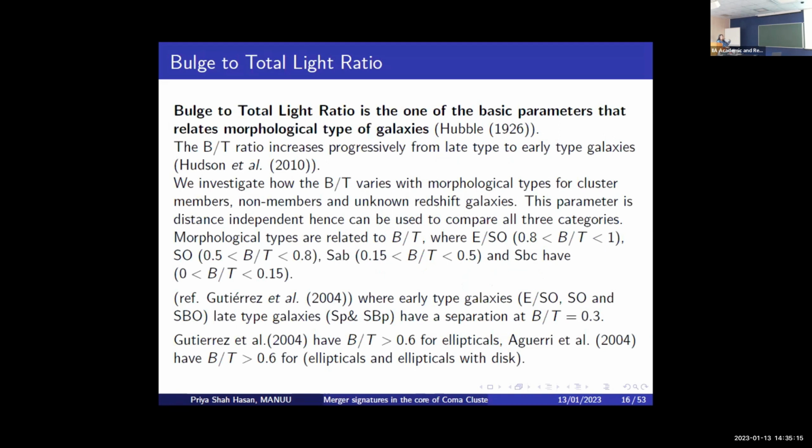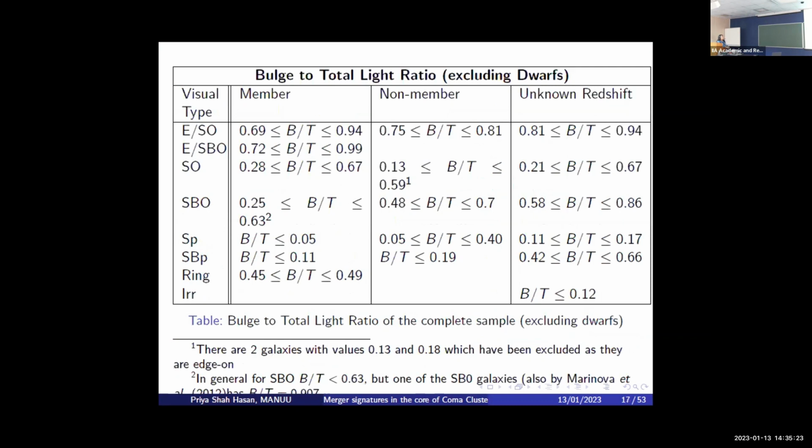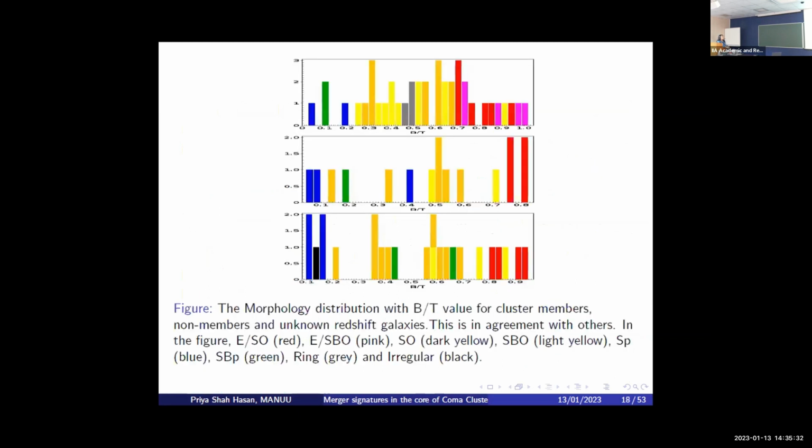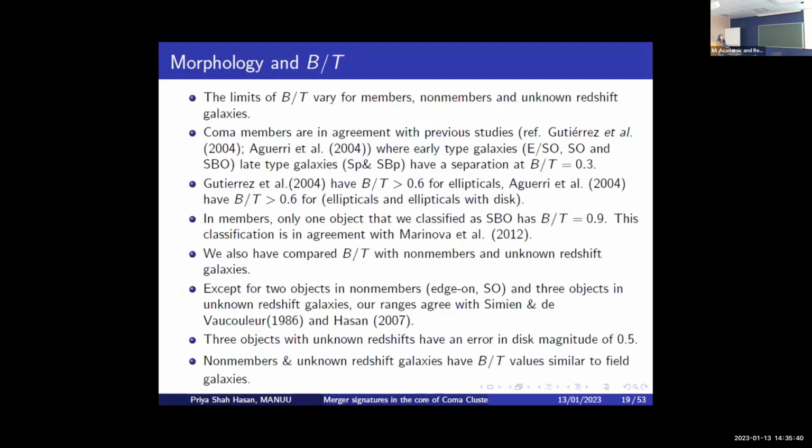Since what GalFit does is separate it into the bulge component, the disk component, etc., we actually can find out these parameters for all the galaxies in our sample. And we could settle the ranges that we had for bulge to total ratio for various morphological types for our sample. So it's plotted over here, the morphology distribution with the bulge by total ratio, for the cluster members, for the non-members and the unknown redshift galaxies.